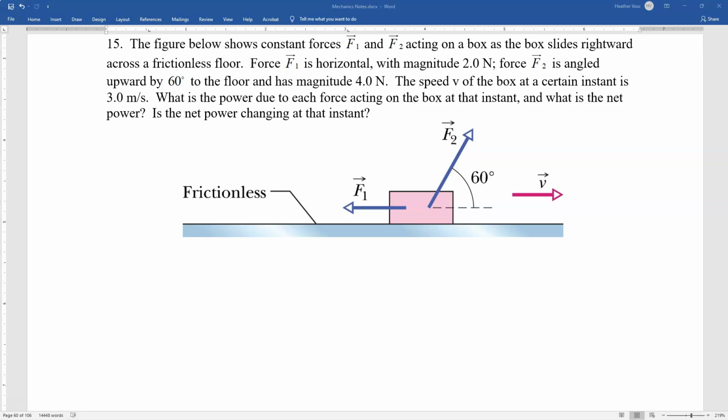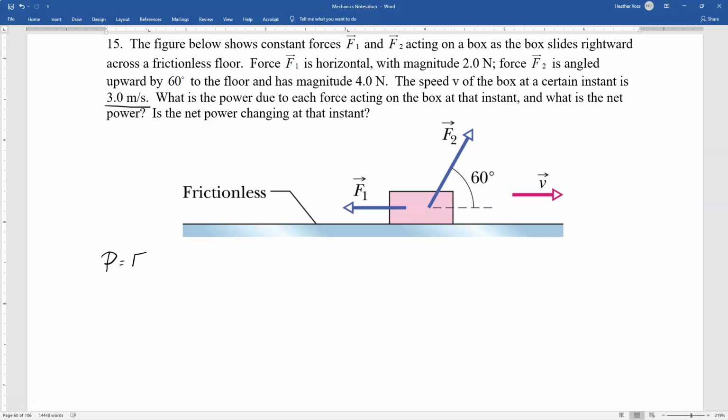Now we're going to look at this figure. This figure is showing two forces that are acting on this block. It's on a frictionless table, so there is no frictional force to deal with. We want to know if we can figure out what the power does to each force acting on the box at that specific instant. What is the net power, and is the net power changing? We want to know what's happening when our speed is 3 meters per second, and just 3 meters per second. So our power definition.